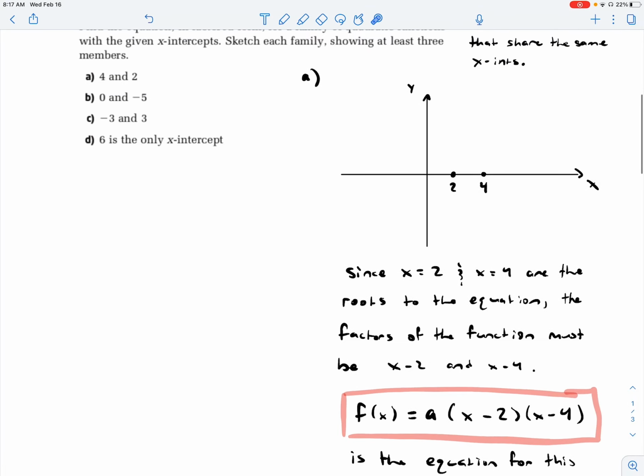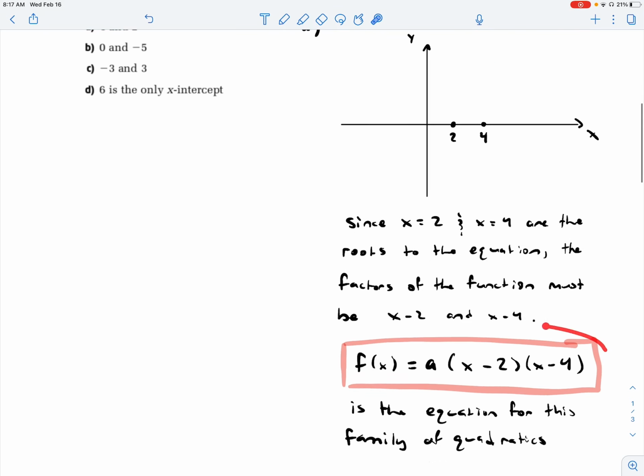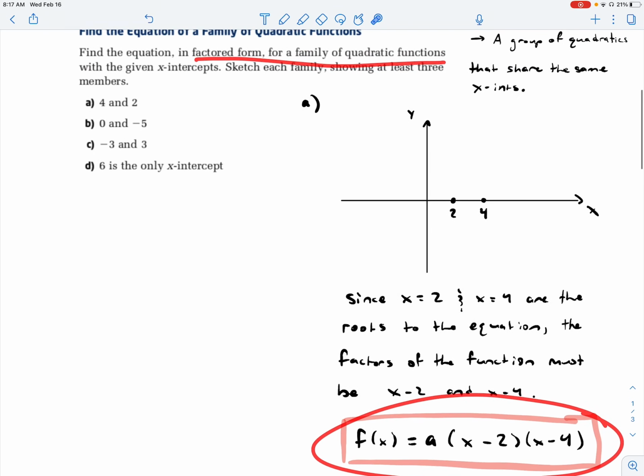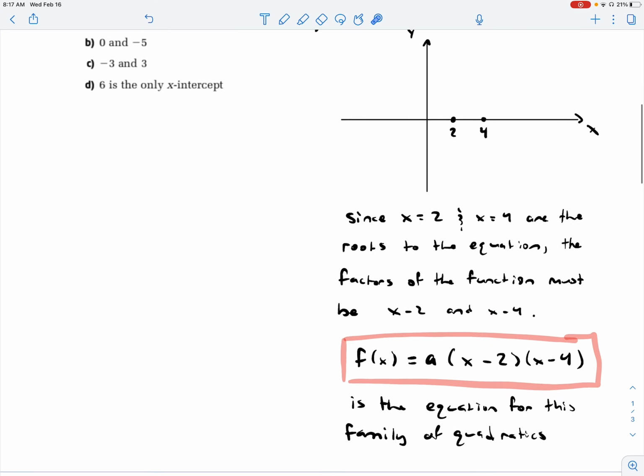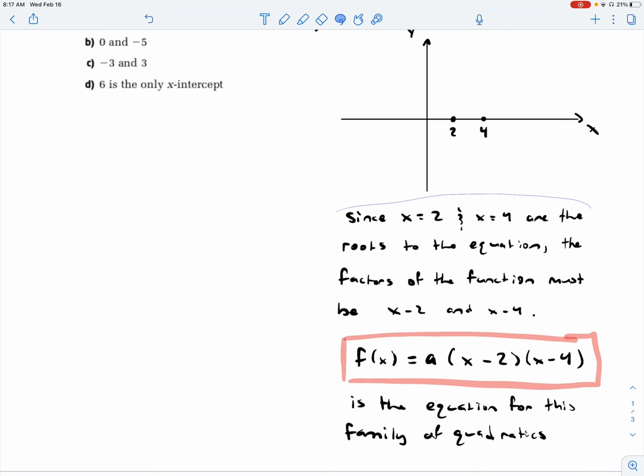Okay, so getting back to this example, in factored form, we found the family of the quadratic function. That's what we have here. So it says sketch each family showing at least 3 members. So let's show a couple members here for this. So I'm just going to compress this real quickly.